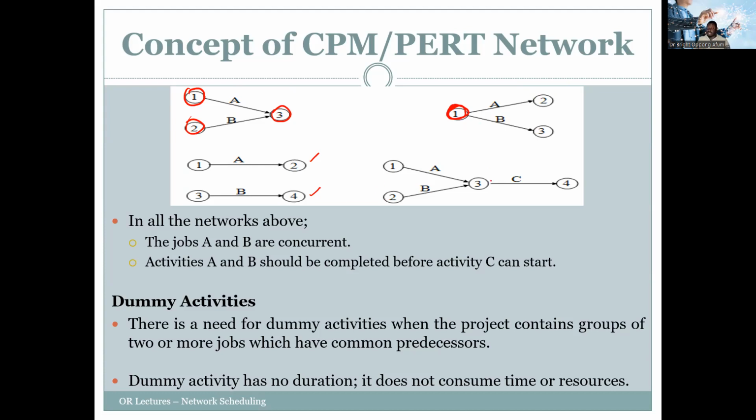And we can have a combination of the network. So in all the networks above, the jobs A and B are concurrent, so they are happening at the same time. You can see that this and that are happening at the same time. And activities A and B should be completed before activity C. That is when you look at this aspect of the diagram or the network.